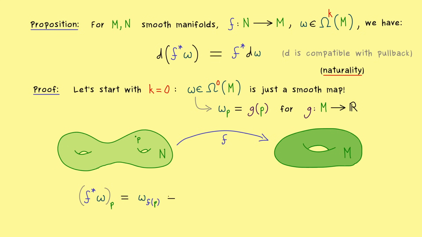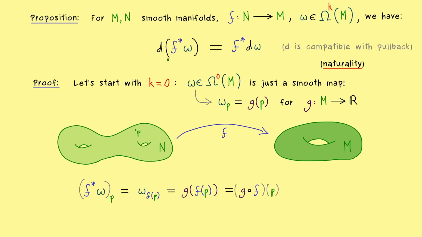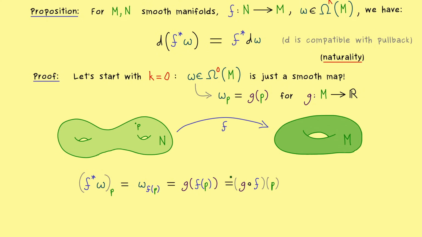And of course omega at the point f(p) is just g at f(p). And by definition, this is the composition of two maps. So if we want, we can write g after f. And this is quite nice, because it means if we use our exterior derivative, we just have to apply the chain rule. So let's immediately do that.